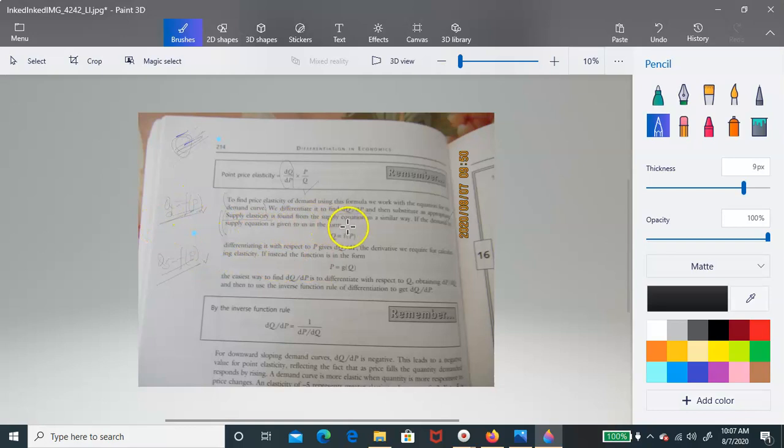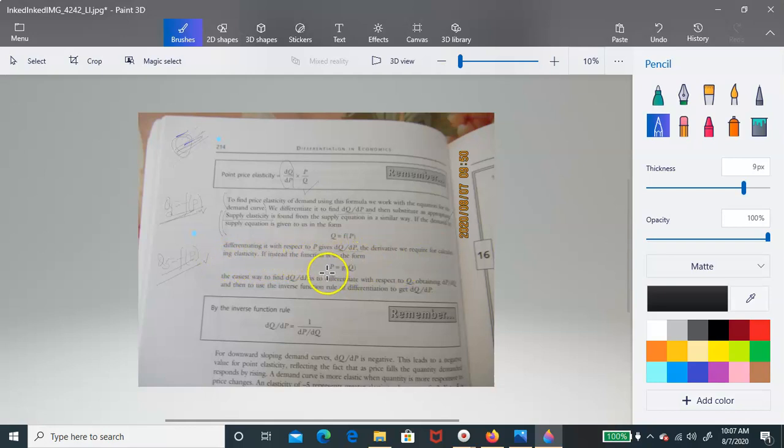Now, let us say the demand or supply curve equation is given to us in the form that Q depends on price P. Differentiating with respect to P gives us dQ over dP, the derivative we require to calculate elasticity.